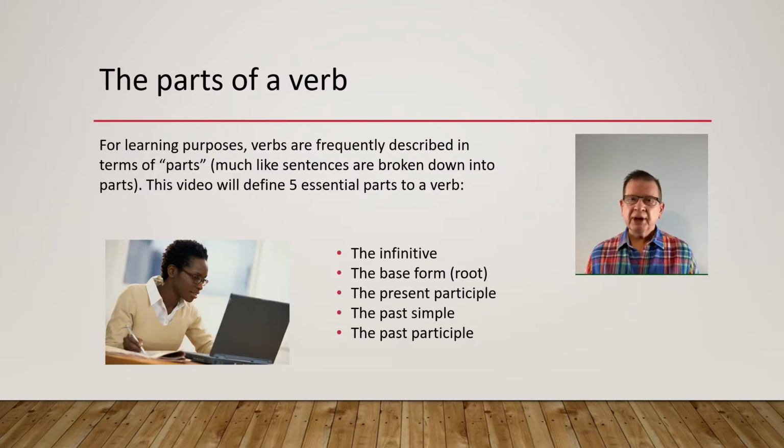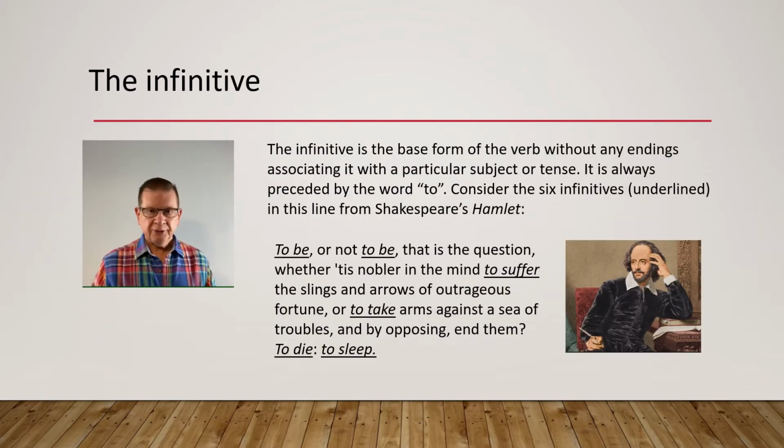So let's talk about the parts of a verb. For learning purposes, verbs are frequently described in terms of parts, much like sentences are broken down into parts. This video will define 5 essential parts to a verb: the infinitive, the base form or root, the present participle, the past simple, and the past participle. So let's start with the infinitive.